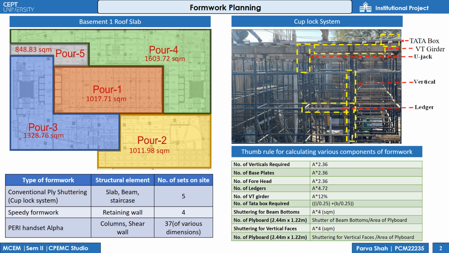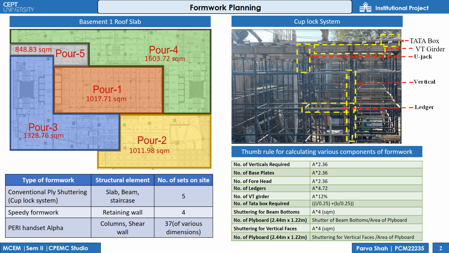Formwork planning is a part of core planning. For formwork planning, our scope of work is the basement 1 roof slab, which has a total area of 5,811 square meters, which is further divided into 5 floors as shown here. On site, there are three types of formwork being used. For slab, beam and staircase, conventional ply shuttering; for retaining walls, PD formwork; and for column and shear wall, Peri handset alpha is being used.